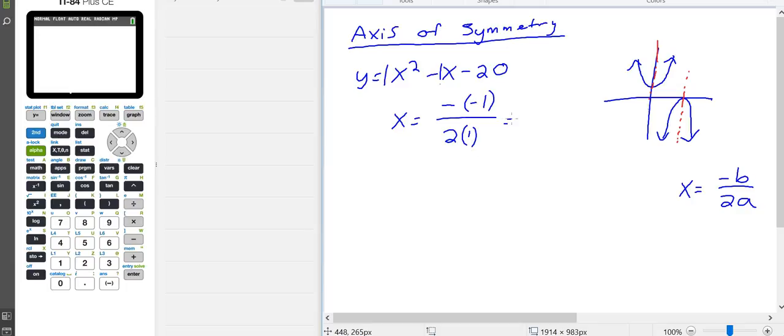So the axis of symmetry for this graph is x is equal to negative negative 1, which is positive 1, over 2 times 1, which is 2. So x is equal to 1 over 2.